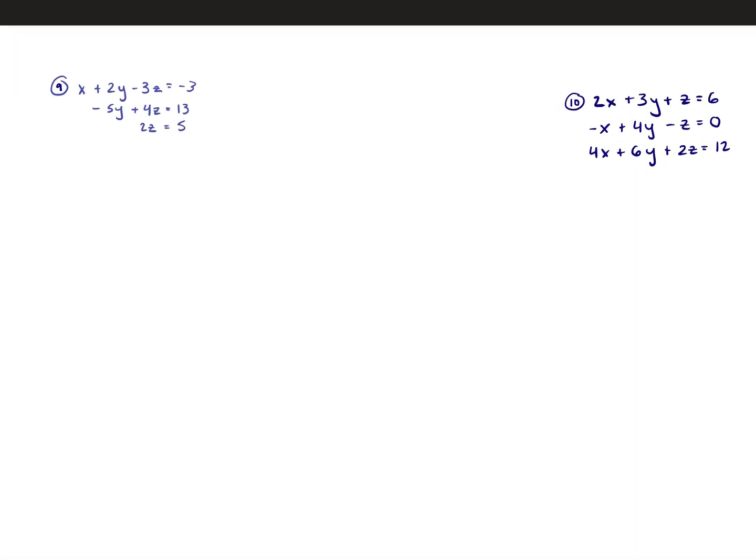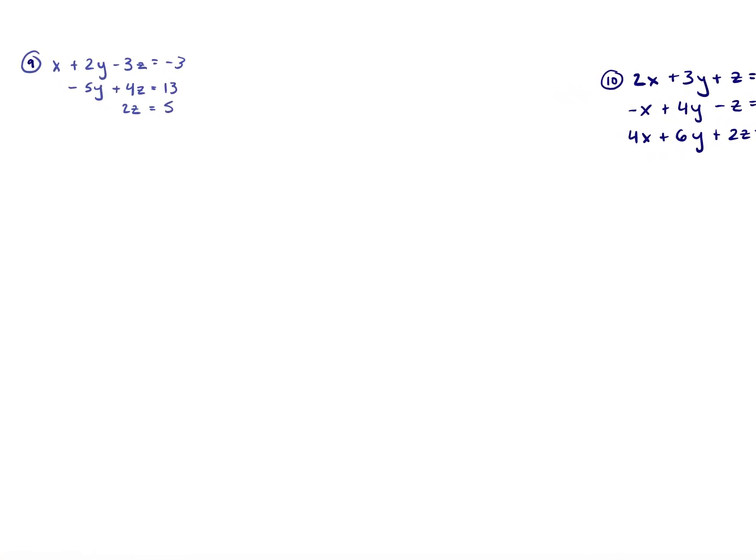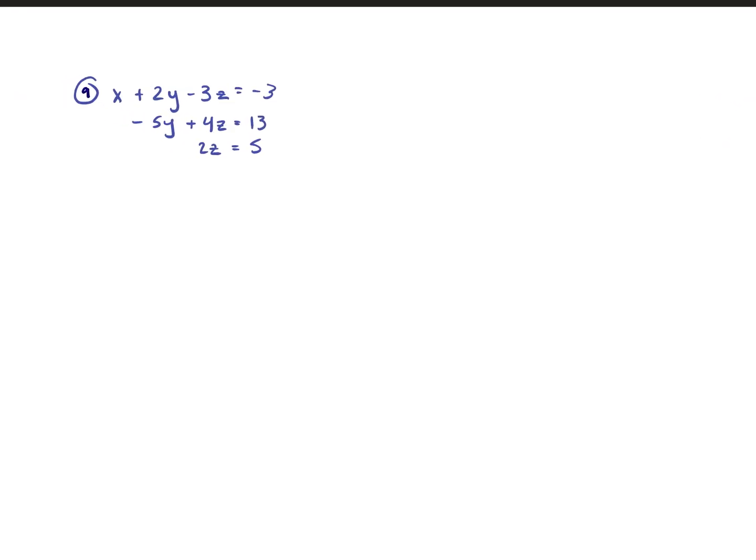For number 9, you have x plus 2y minus 3z is equal to negative 3, negative 5y plus 4z is equal to 13, and 2z is equal to 5. You're going to be working with fractions with this one. First thing you're going to do is take that 2z is equal to 5 and solve it for z. So we're going to divide each side by the 2, and you get z is equal to 5 over 2. Take this, plug it into that middle equation.